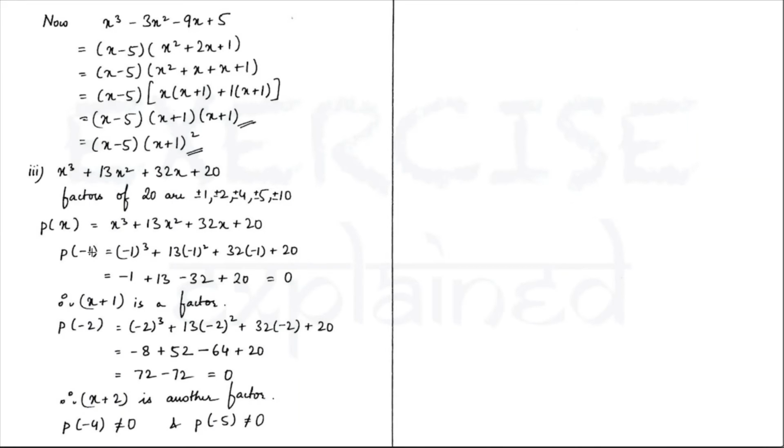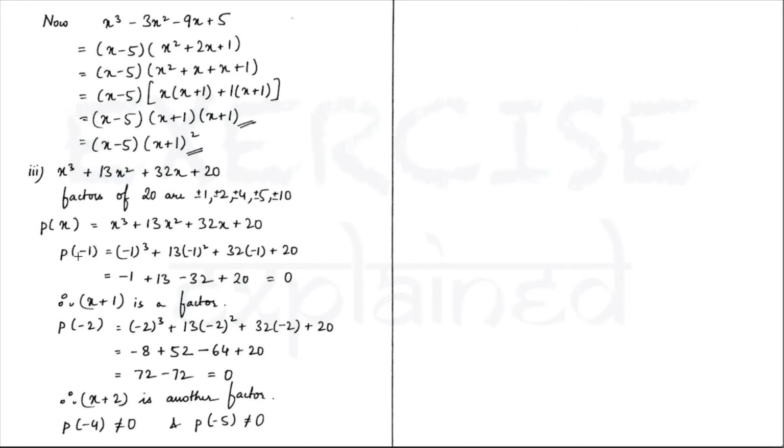So minus 1, I get minus 1 cube plus 13 into minus 1 square plus 32 into minus 1 plus 20. So what I get is minus 1 plus 13 into minus 1 square, which is 1, so 13 into 1 is 13 itself. Plus 32 into minus 1 gives us minus 32, because plus into minus is minus, plus 20. So if I add minus 32 and minus 1, I get minus 33, and if I add plus 13 and plus 20, I get plus 33. So minus 33 and plus 33 cancel, and what I get over here is 0.